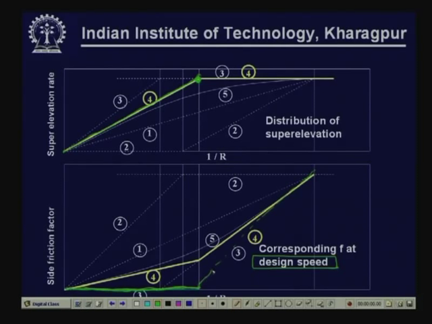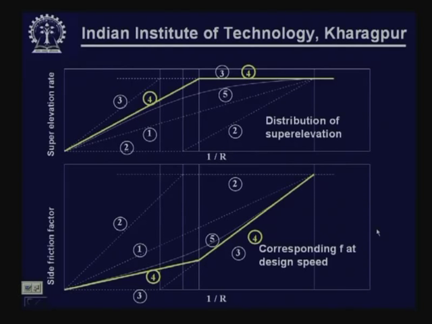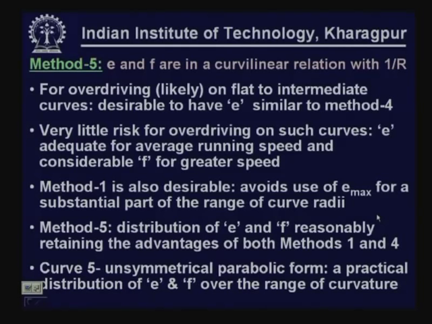Now, let us see the last method, or method 5. In this method, E and F are in a curvilinear relation with 1 by r. This is quite interesting. It tries to take advantage of the good things of the earlier approaches and then suggests another alternative method.